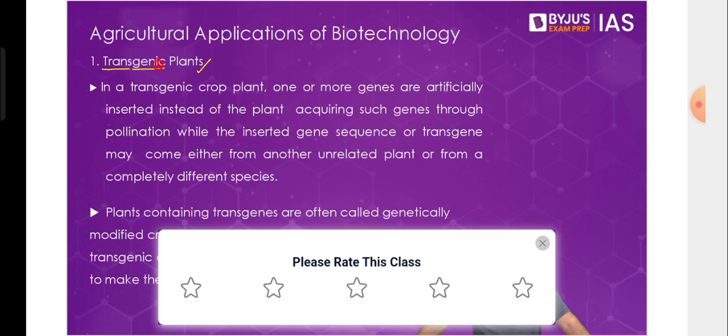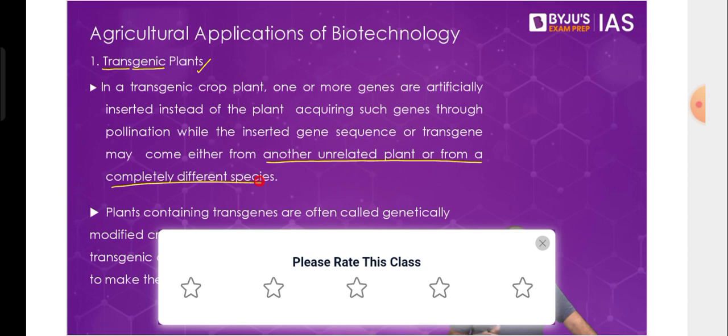But when we say transgenic, this is the meaning of the word trans. Transgenic means that the genes are coming from beyond, from somewhere else. Just remember, it can come from any organism, as long as it is able to work along with this plant. Many times it will not work, but if it works, you will be able to add that property. So it can come from another unrelated plant or from a completely different species altogether. In that case, it is called a transgenic plant.